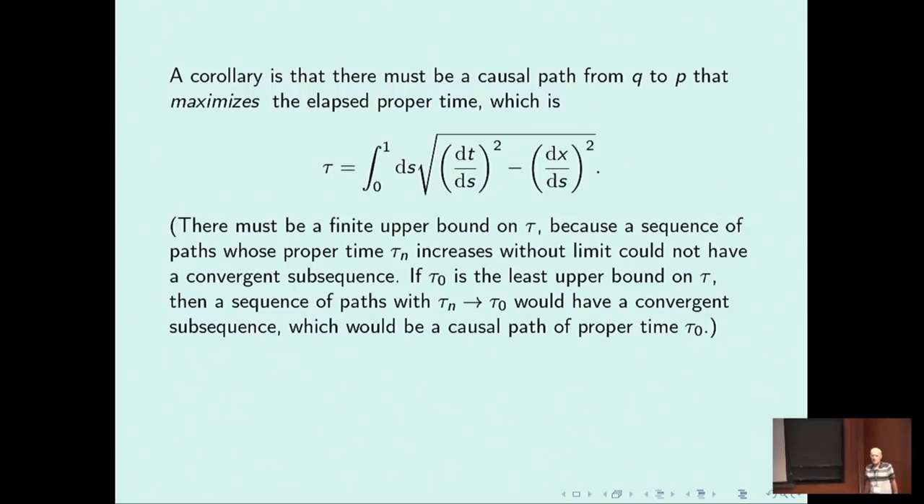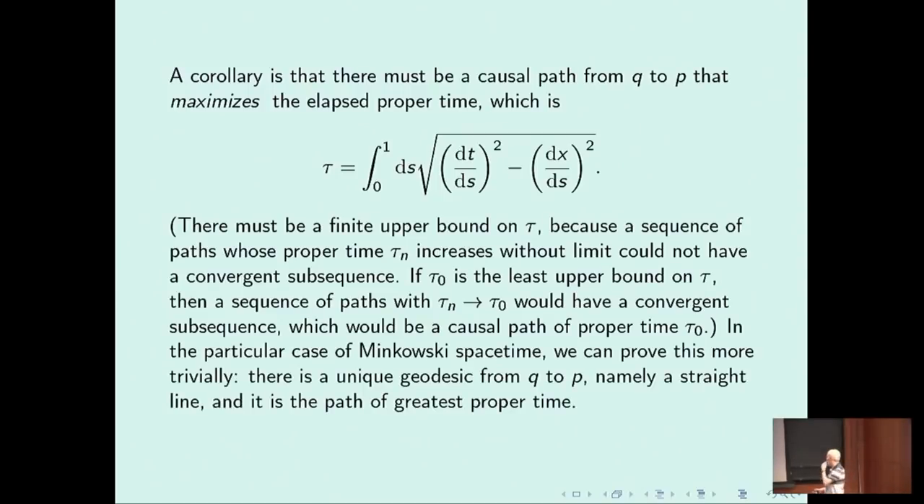So you talk about upper semi-continuity, but I'd prefer to avoid it. What's being said is that I have treated the proper time as a continuous function. It's actually what's called upper semi-continuous, which means it can jump in one direction only when you take a limit. And the direction in which it can jump is such that this argument works. In the particular case of Minkowski spacetime, you can prove this more trivially. There's a unique geodesic from Q to P, namely a straight line, and it's the path of maximum proper time.